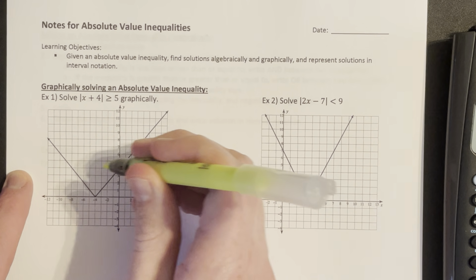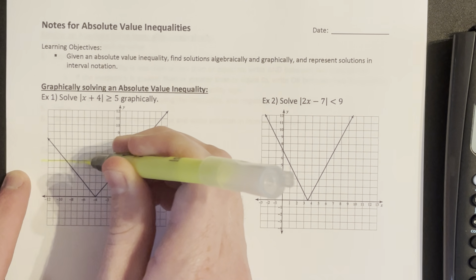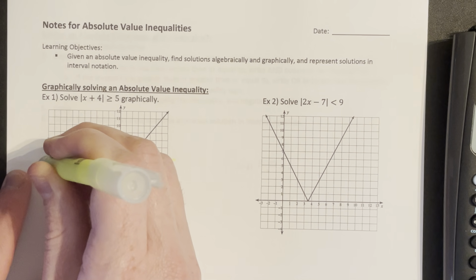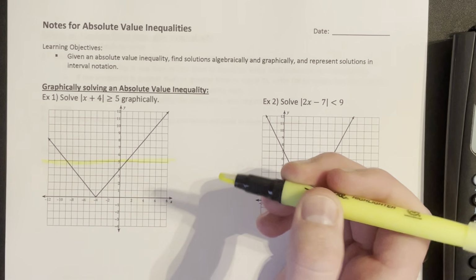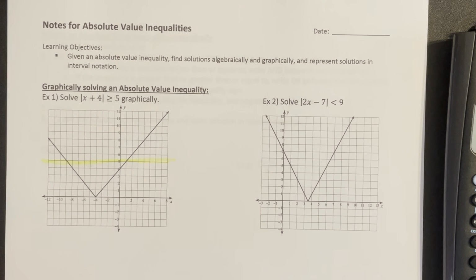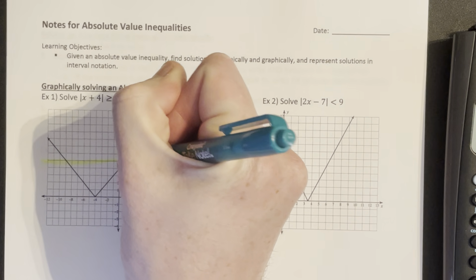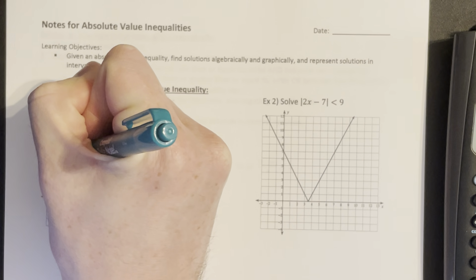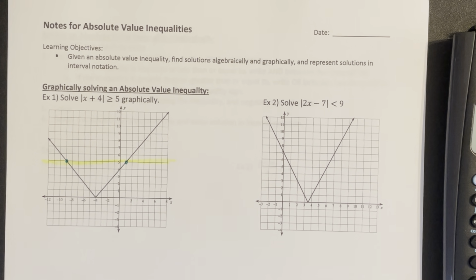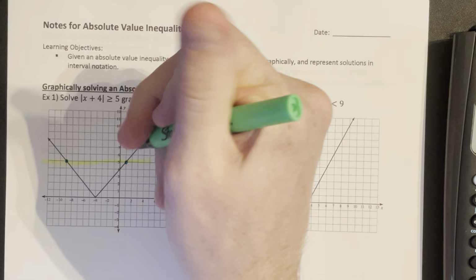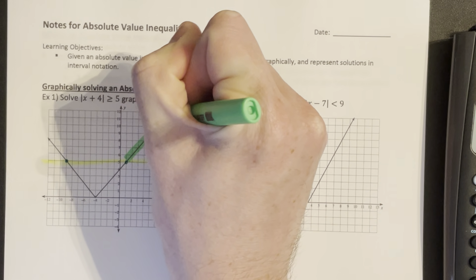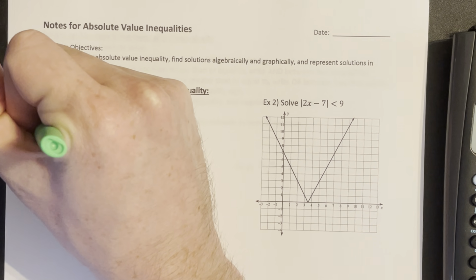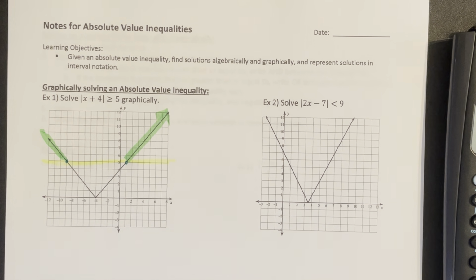So if I look at 5 on the y-axis, we can find out when the function is actually equal to that value. And so it hits 5 when x is positive 1 and again at negative 9. The question is asking when it's going to be greater than 5. So all of these sections are going to be greater than 5. But we want to list that as the x values.